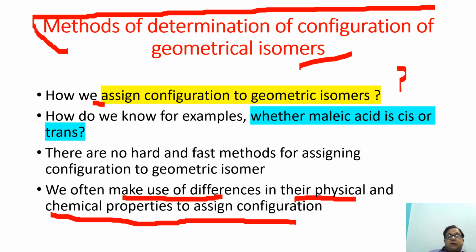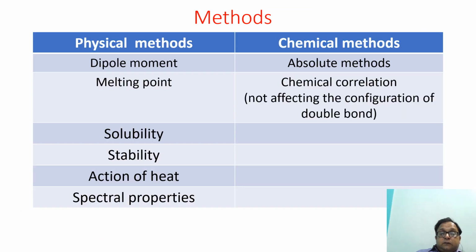If I would like to sum up here, we are focusing on this: if I have some sample, how can I say that this sample is a cis isomer or trans isomer? So I have to use its physical as well as chemical properties to consider it as a cis or trans geometrical isomer. Now these methods are classified as physical methods and chemical methods.